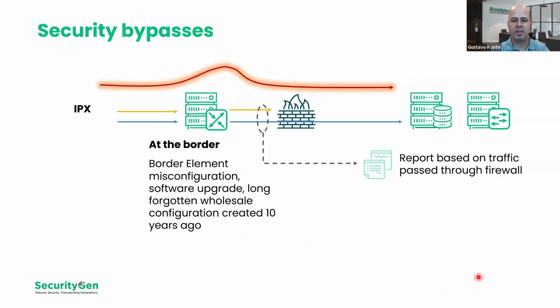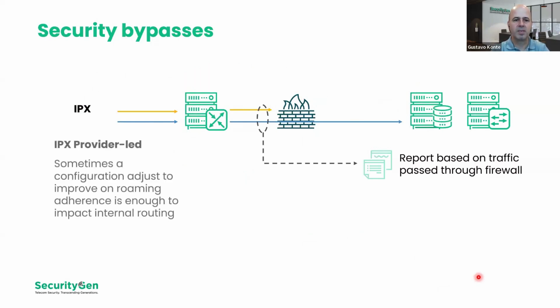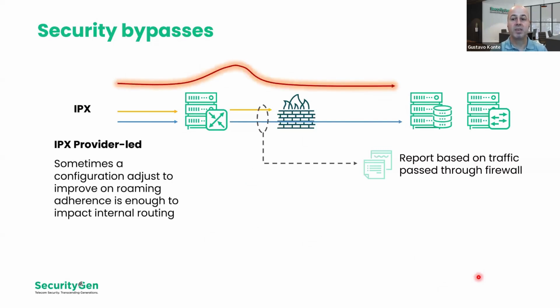But the bypass is not only to be blamed on the border elements. Sometimes your partner, your IPX provider, makes a configuration change, usually to improve roaming addressing. Let's say, oh, I was accepting those bad messages, I was accepting these kinds of addressing, let's just translate all the addressing. So they do something to improve. But when they do so, they impact your chain of security inside, either a border element or your firewall. You cannot tell which one will be impacted. They change a parameter, do a translation, and then they screw up the internal routing. They just make it confused. They create a possibility that some messages, and sometimes all the messages, will bypass your chain and go straight to your core elements.